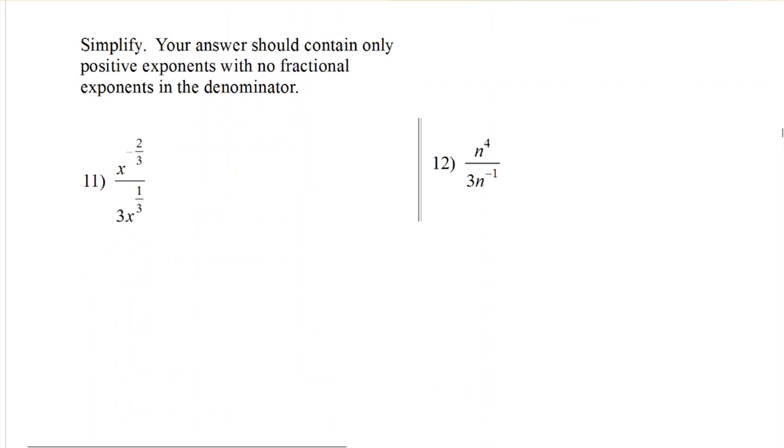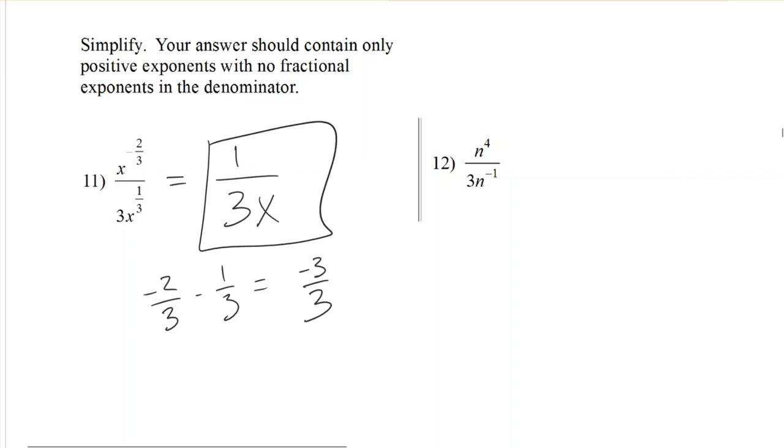11 and 12, we're doing the same thing. We're going to subtract. So we know that we need to subtract these exponents. So I've got negative 2/3 minus 1/3. So what's that make? Negative 3/3. So this is x to the negative 1. So this is 1 over 3 and x to the negative first power, which means to take the reciprocal of the base, so it just puts our x on the bottom.